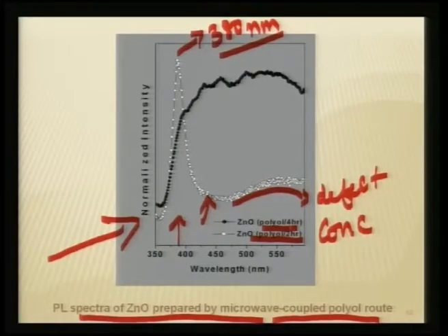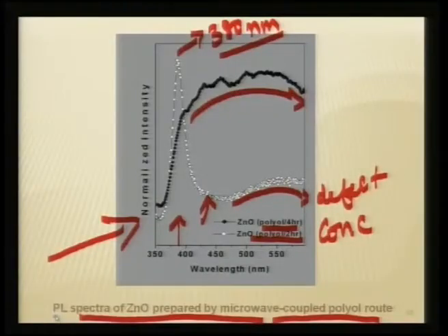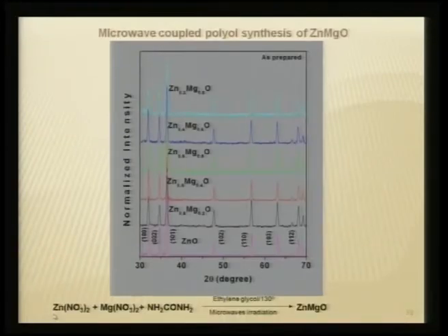So in the 2 hour exposed polyol route, you can clearly say that you are able to get this 380 nanometer emission peak, whereas if you expose this for 4 hours in microwave, you can see that this is the profile that you get. What it means is the band to band emission is totally masked by the defect concentration. So something has to be done, and we can also look at what could be the influence if you dope it with magnesium on the other hand.